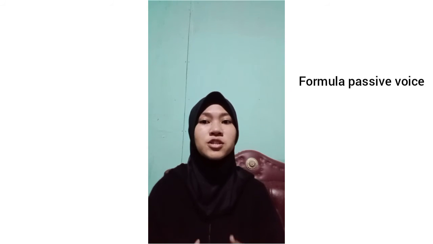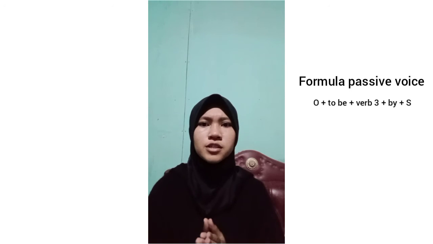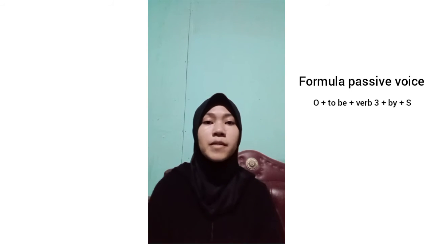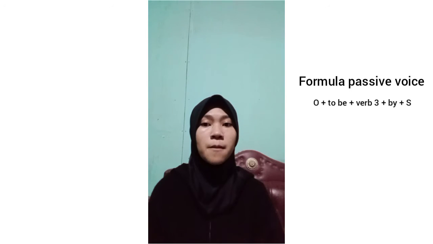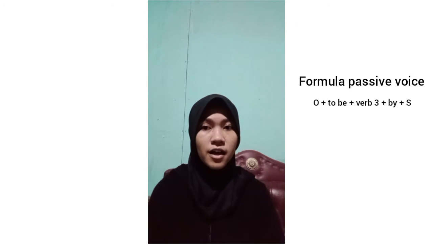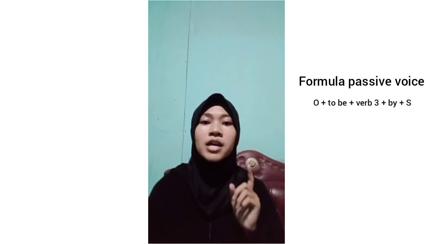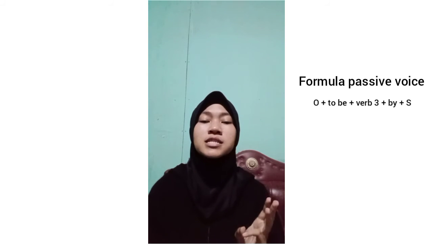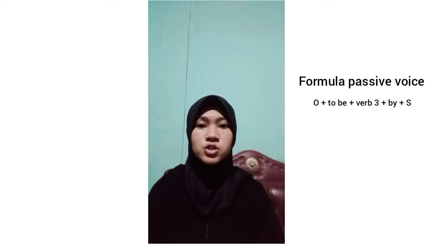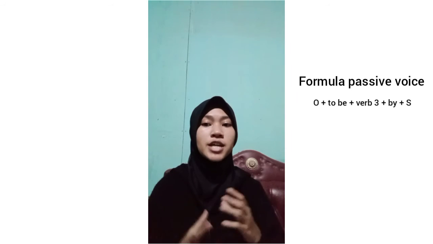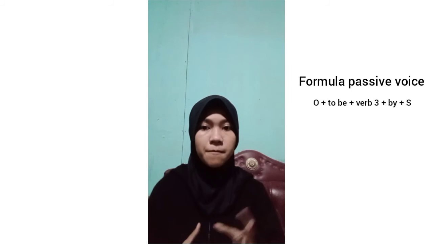Let's just go to the discussion about passive voice. Passive voice sentences are sentences where the subject is the recipient of an action or suffers something. And the formula is object plus to be plus verb 3 plus by plus subject. Keep in mind that in passive voice, verb 3 is absolute. So, if you want to change the active voice to passive voice, you have to change verb 2 to verb 3.